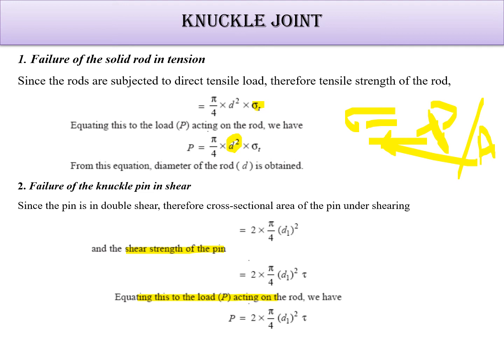Here d1 is known to you, load is known to you, but you need to find out the value of tau. Don't put the value of tau here, just find out what value of tau you are getting. If the stress is more than the given value, that means the design has failed, and you need to change the diameter of the pin. If the stress is less than the given permissible value, then the design is safe. Then we can proceed further.